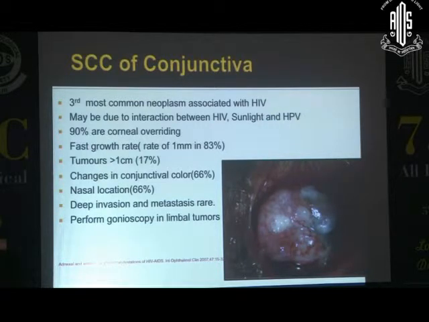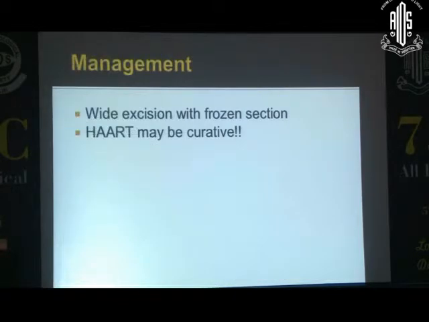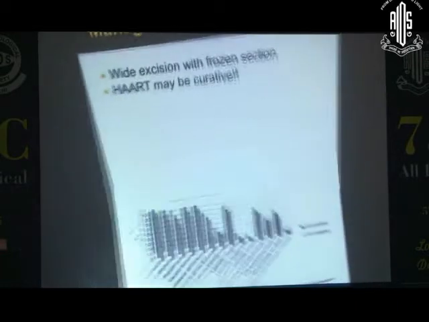A deep invasion and metastasis, however, are rare in these patients. Also, if there's a lesion at the limbus, we can perform a gonioscopy to see that there's no intraocular invasion of this tumor. So management remains the same, and HAART therapy is curative. So they think, okay, maybe antiviral therapy works so well in treating patients with squamous cell carcinoma.